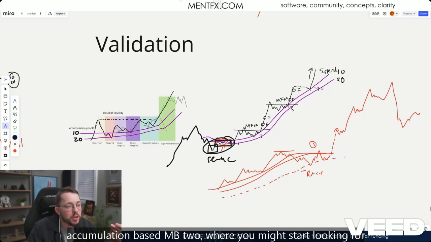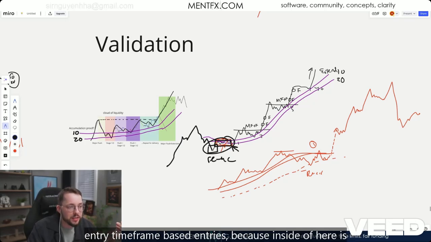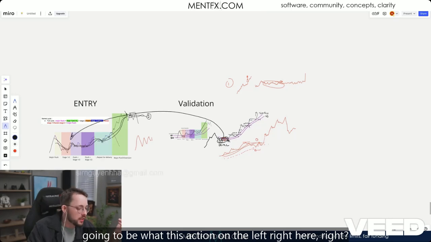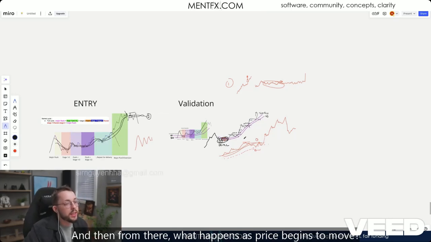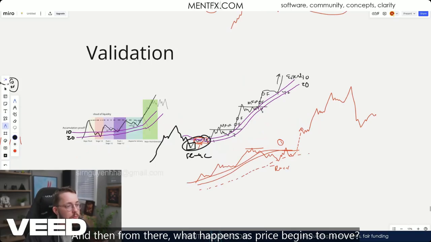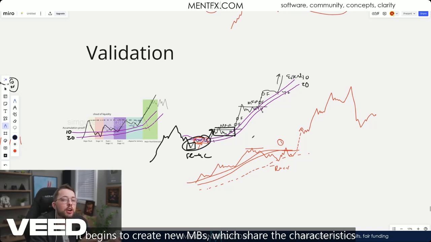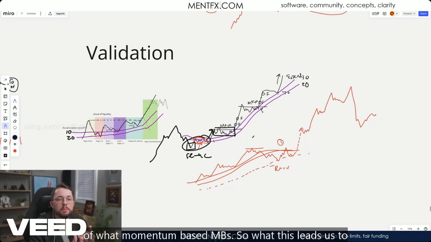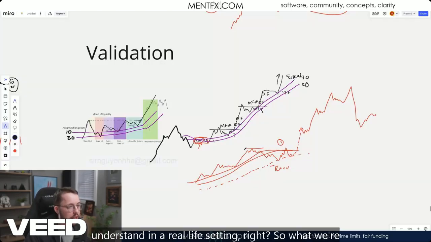This might be that accumulation-based MB1. This might be that accumulation-based MB2, where you might start looking for entry time frame-based entries, because inside of here is going to be what? This action on the left right here, right? And then from there, what happens? As price begins to move, it begins to create new MBs, which share the characteristics of what? Momentum-based MBs.